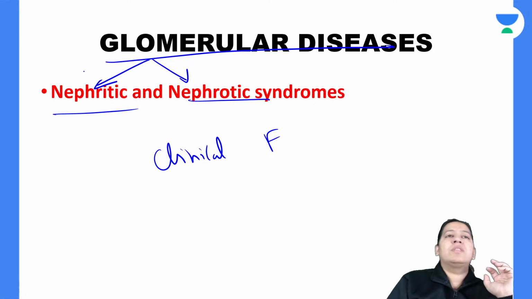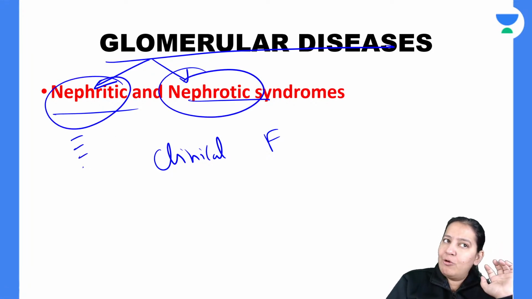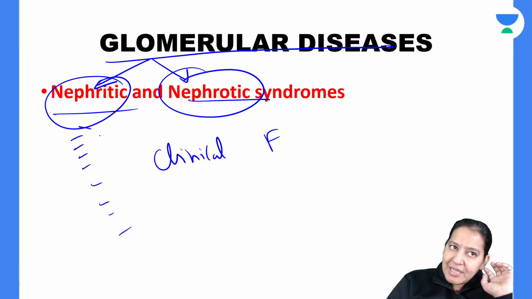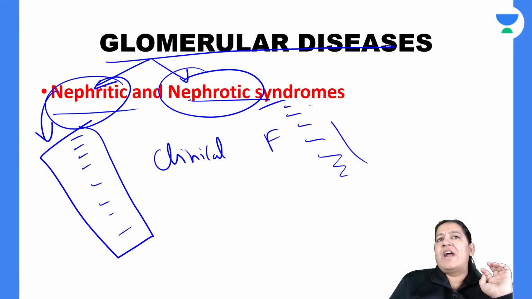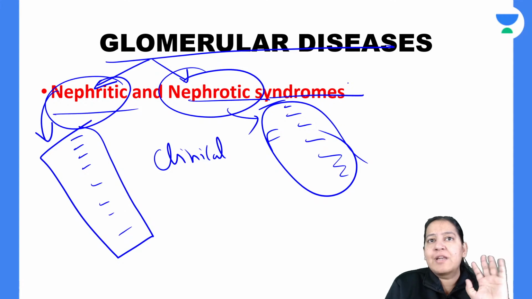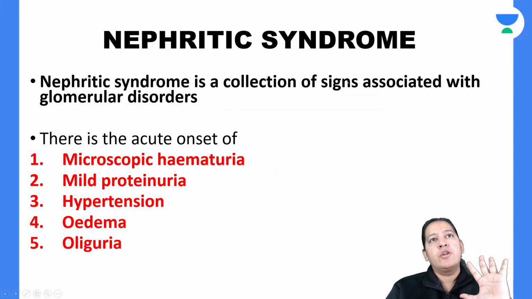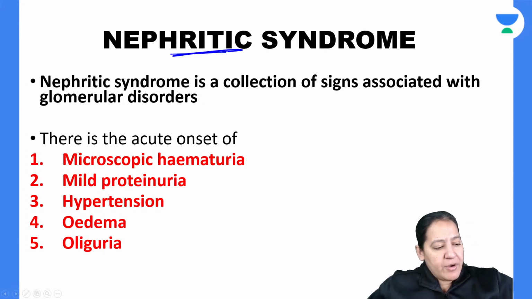You should understand one thing: nephritic and nephrotic are not one disease. It is an umbrella term which includes multiple diseases. There are multiple glomerulonephritis which come under nephritic and there are multiple glomerulonephritis which come under nephrotic. So these are not one disease. They are syndromes including multiple diseases. Have you got it? Now let me start with nephritic first. Nephritic. Then I will come to nephrotic.